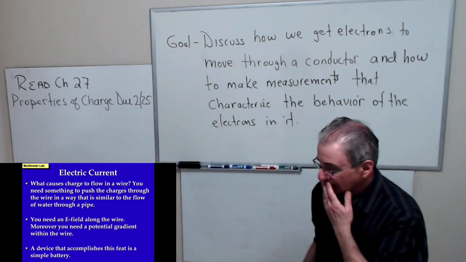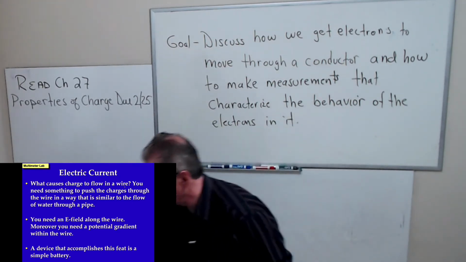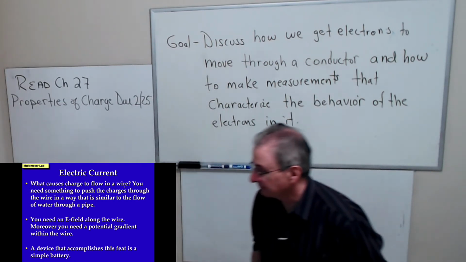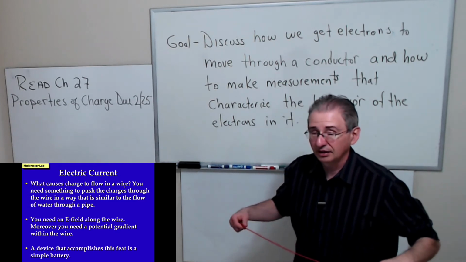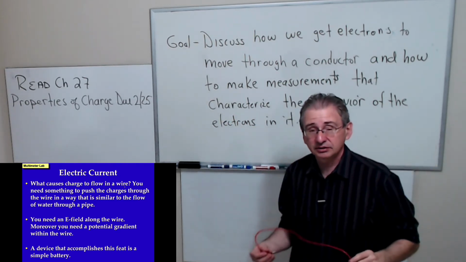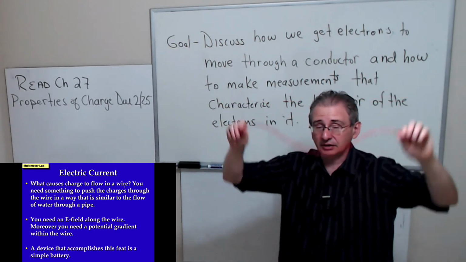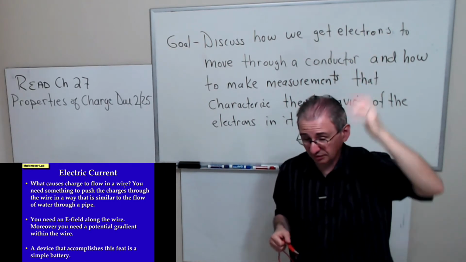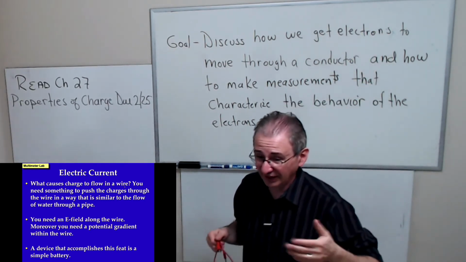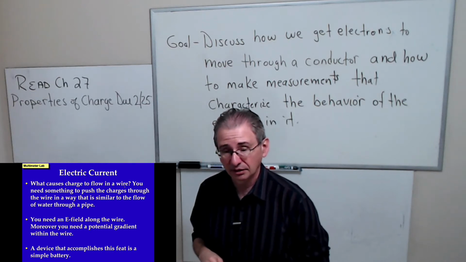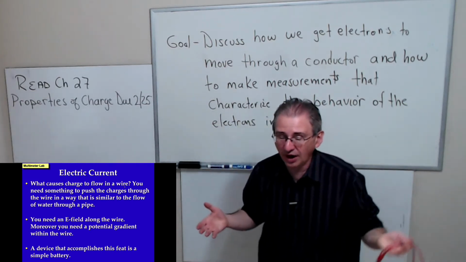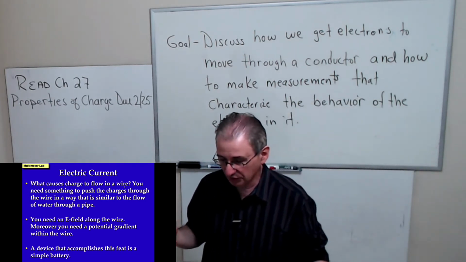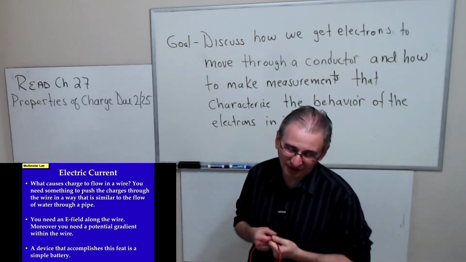So what we want to look at is how do we get electrons to move through a conductor? And the reason why it's important is that the lighting in your room, for example, requires getting electrons to move through a conductor. We're going to focus on electrons in a wire. What I'm going to talk about can be applied more generally, but our focus is on getting electrons moving through a wire.